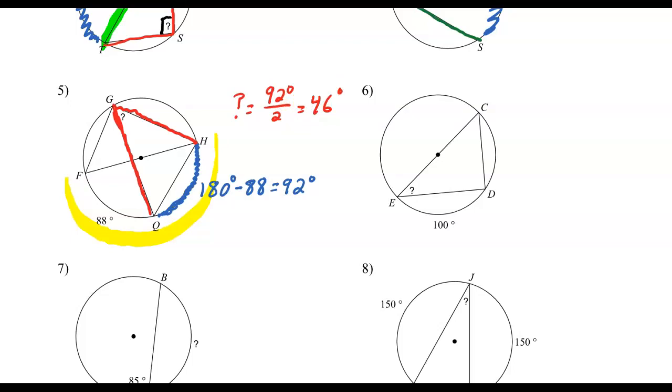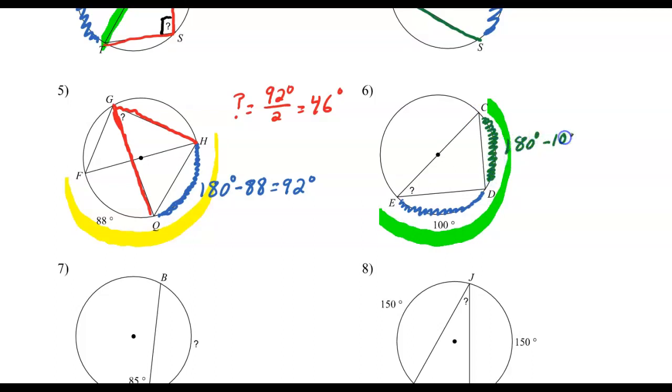In problem 6, I know this arc is 100 degrees. Same idea, this is half of a circle. So the green arc is 180 minus 100 degrees, or 80 degrees. And now if I outline the angle I want, the angle I want is half of 80, or 40 degrees.